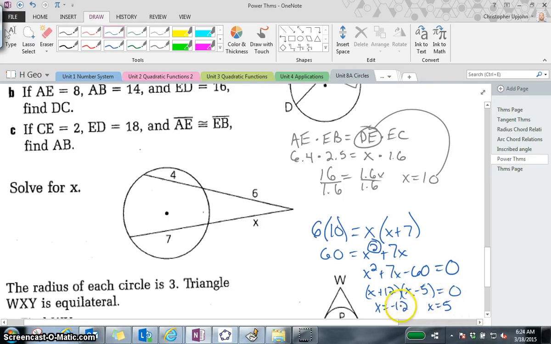Generally speaking, we can have a negative answer for x, but in this case, x is a length of a segment, so it can only be 5, it can't be negative. So you have to double check for those.